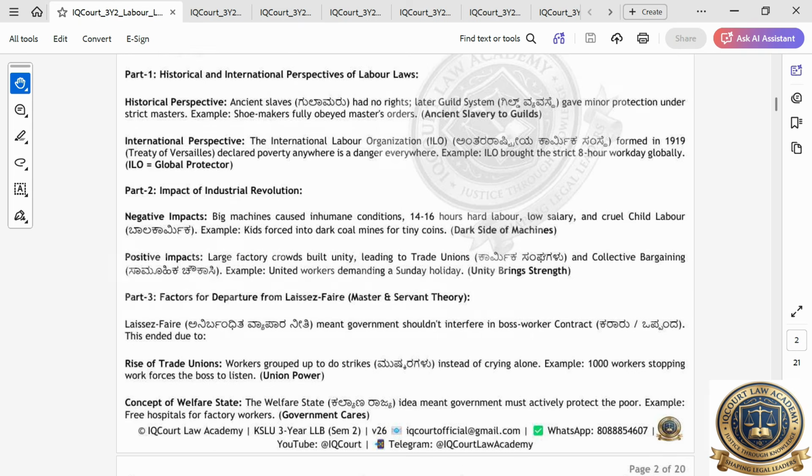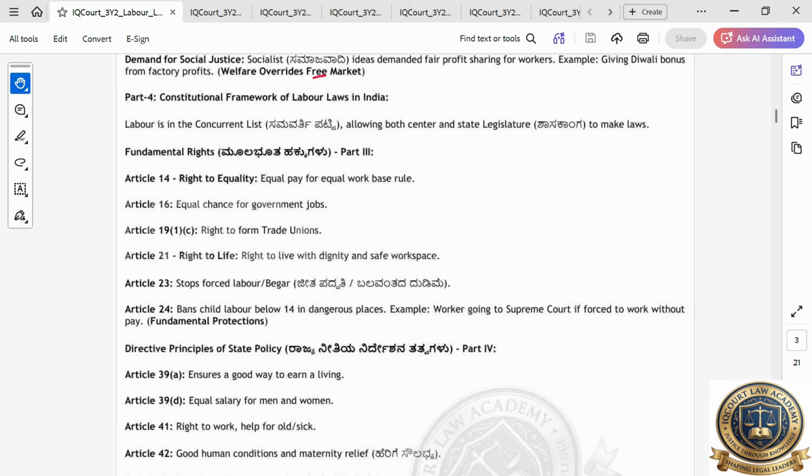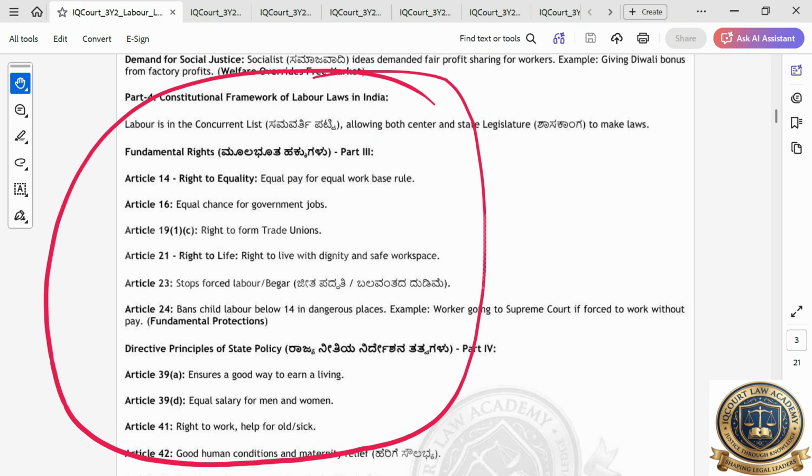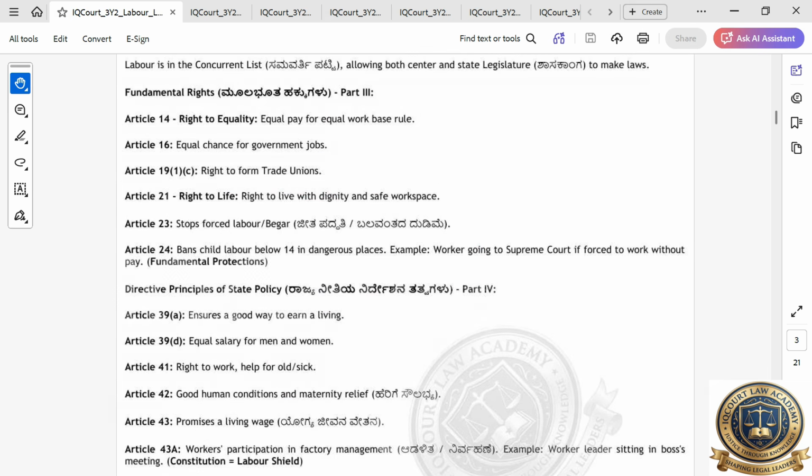On the impact of the industrial revolution: earlier they were making people work for 14-16 hours, now they made it 8 hours. These changes happened, so the master and slave theory, everything you have to write. And what changes happened in India? What changes have we implemented as per the Constitution for the welfare of laborers: Article 14, 16, 19(1)(c), they can form a union, equal chance of government jobs, equal pay for equal work. All these things were implemented in the Constitution of India.